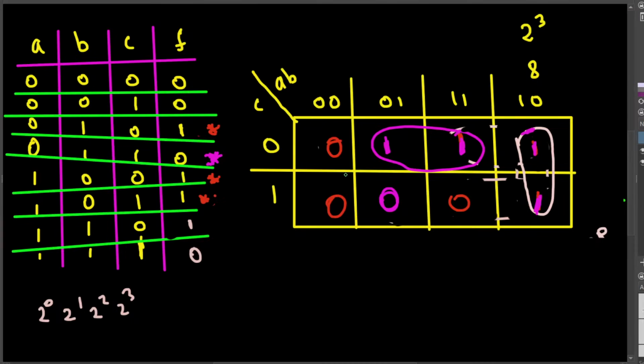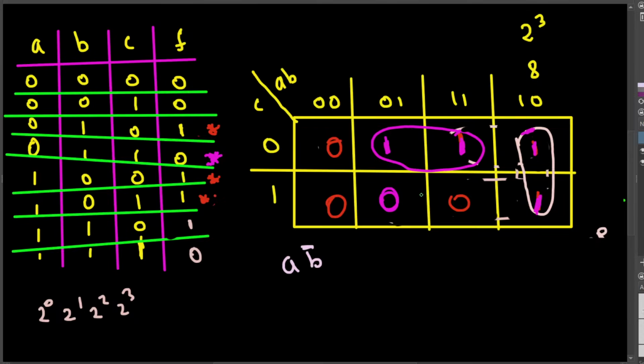So here we have to look at what's changing and what's not changing. For the first one, you look at A and B, both of them are not changing. So this is going to be A and B. Since B is 0, we're going to have a not right here. And then C. A and B are not changing, but C is changing because C is 0 and 1. So C is changing, so it's going to be eliminated.